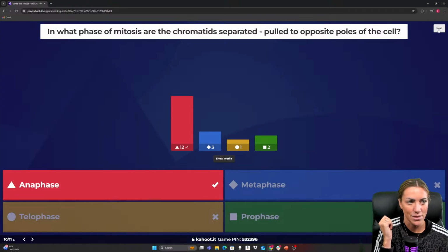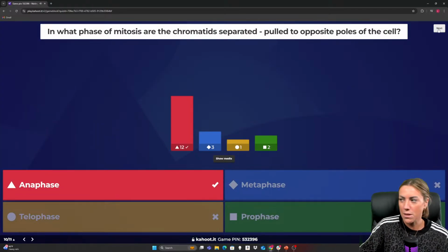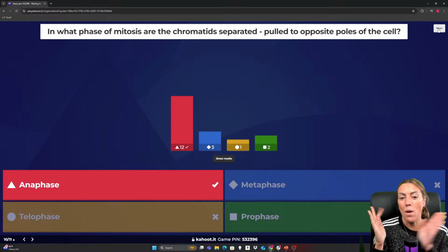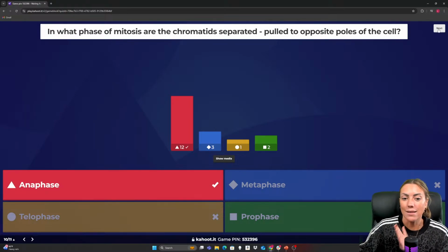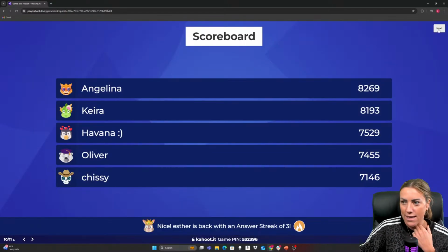Nice one. Yeah. Chromatids are separated or pulled to opposite poles in anaphase. Those of you that put metaphase, metaphase is when they line up on the equator and attach to the spindle fibers via their centromeres.